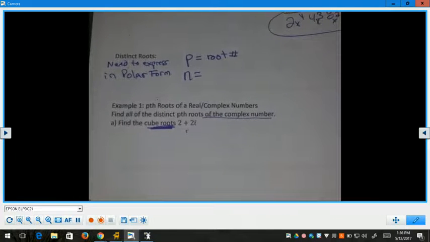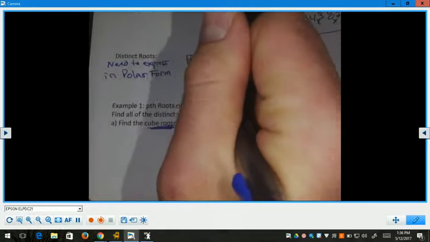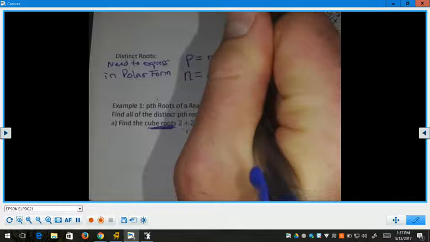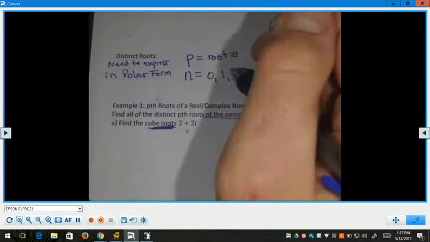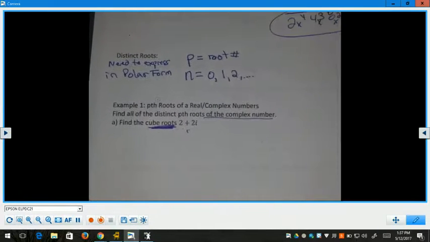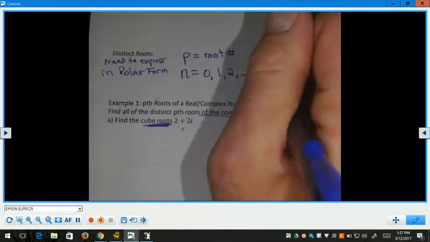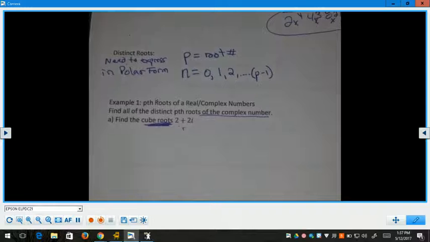N, which is going to be part of our formula, is all of those roots listed out starting from 0. The 0 root, 1, 2. We have to find this many. We keep going until we find the p minus 1 root. Why the p minus 1?